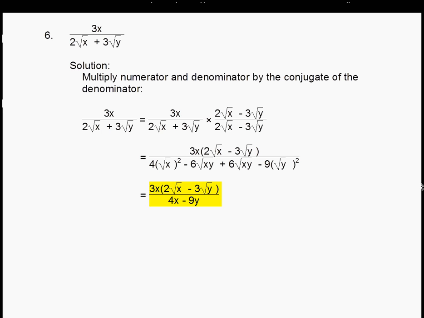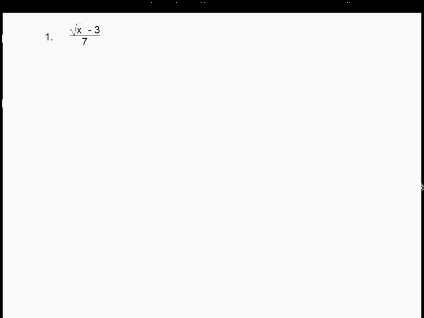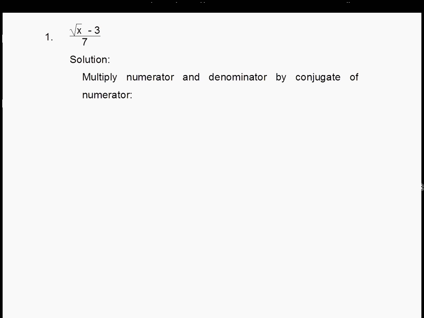Let's go ahead and try to rationalize some numerators. So rationalize each numerator. Again, assume that all variables are positive real numbers. Okay, here's my first one, square root of x minus 3 all over 7. So we're going to multiply the top and the bottom by the conjugate of the numerator. So multiply the top and the bottom by the square root of x plus 3.